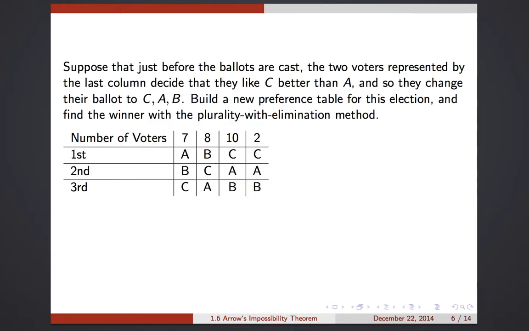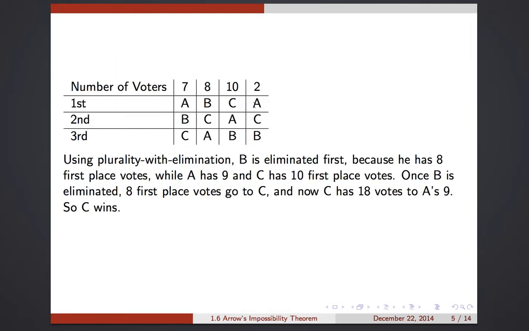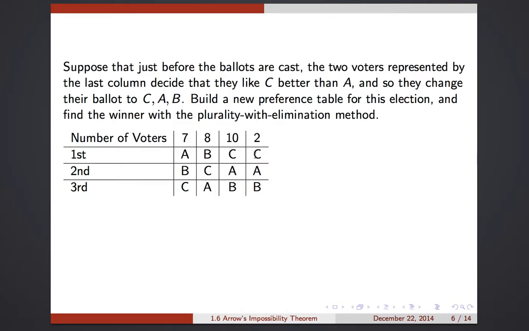So let's see what happens when these 2 people in this final column decide to rank C higher. So notice in this original table it goes ACB, C is ranked second. In this new table, C is ranked first. Okay, so these last 2 people changed their minds and they decided to move C up. Let's now see what happens. Well, now A has 7 first place votes, B has 8, and C has 12. So now the first person to get kicked out is A.